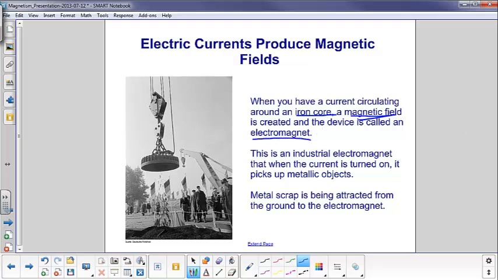Many industrial uses are found for that, and this is a picture from, let's see, it looks like the early 1900s. We have a solid core of iron, you've got wires around it, and then up here you've got connections to electricity. So when you turn the current on, you have a magnetic field, and you can see these bits of metal being attracted to it. You can then swing this crane over somewhere else, you turn the electricity off, the magnetic field disappears, and all the scrap metal falls away.